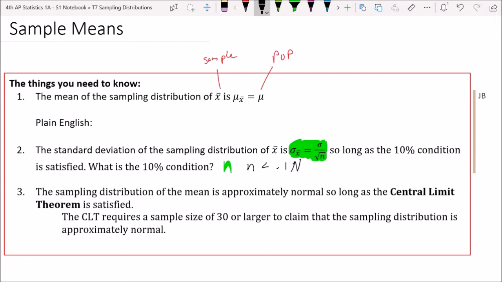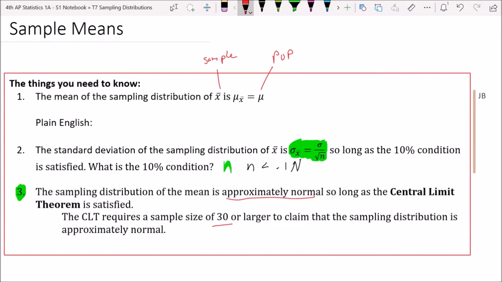Now, number 3 is another key difference, and so I'm going to highlight that in green so that it stands out as something that's new. But there's a similarity too. Just like with proportions, we used the large counts condition to justify why the sampling distribution was approximately normal. This is still a justification of approximate normality, except when we're talking about means, we have to use the central limit theorem. Now, what the central limit theorem requires is that our sample size is 30 or larger. And so long as we have this, we get to claim that the sampling distribution is approximately normal.